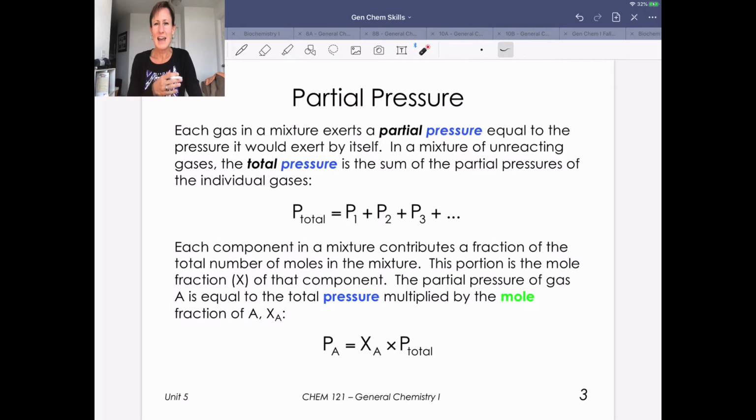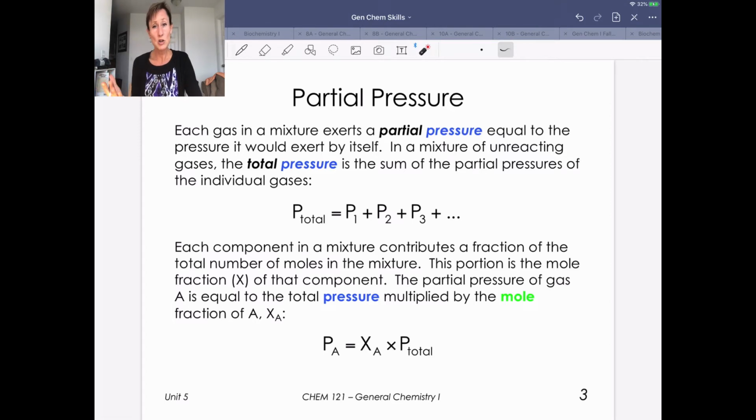For example, if we have a collection of gas that's say 75% nitrogen and 25% oxygen, well, those nitrogen gas particles are going to contribute more to the overall pressure than we'll have for the oxygen, only because there's more of it. So there's two equations that I want you to know.